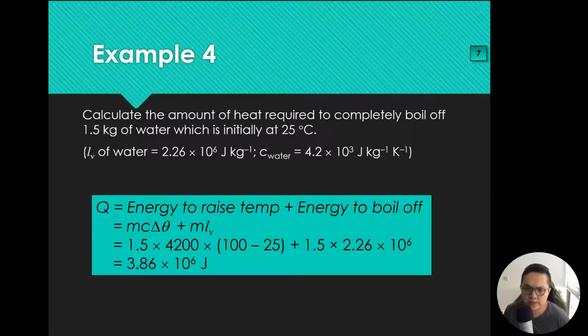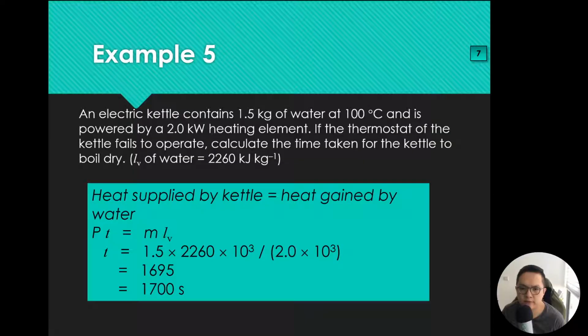So you need energy to do two things. First, to raise the temperature of the water from 25 to 100, and then to boil off the water as well. So we do mcΔθ plus mLV: 1.5 kg times the specific heat capacity of water times the change in temperature, which is 100 minus 25, plus 1.5 times the specific latent heat of vaporization of water. So you get 3.86 times 10 to the power 6 joules. Straightforward calculation. Now let's look at example 5.